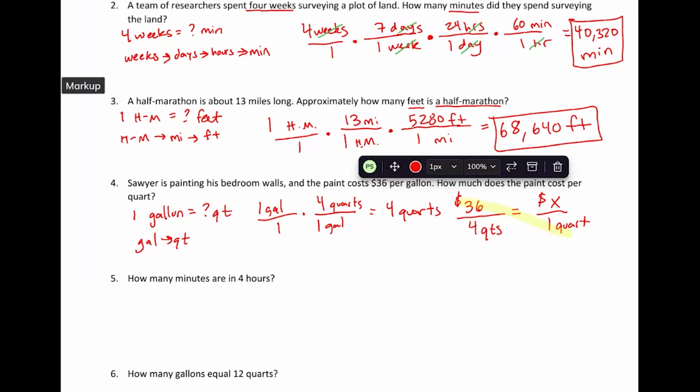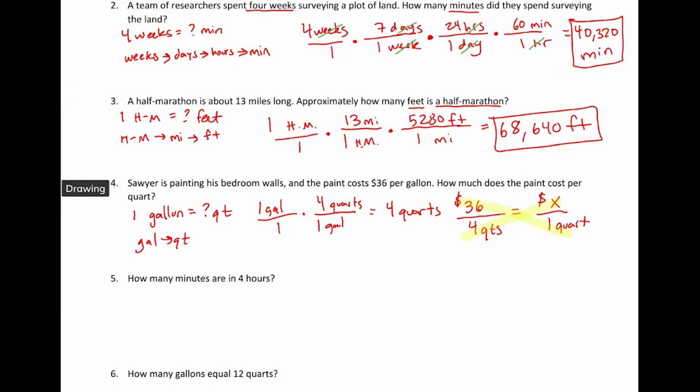36 times 1 equals x times 4. So 4x equals 36. Divide both sides by 4, and you get x equals 9. So the paint costs $9 per quart.